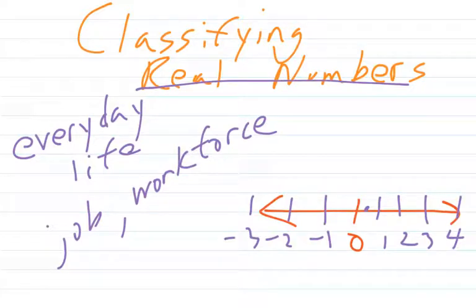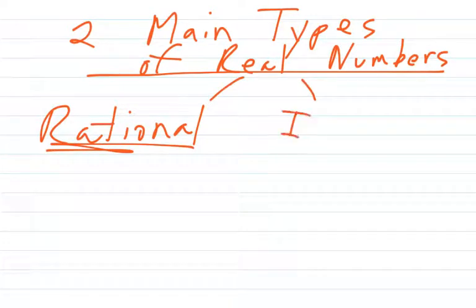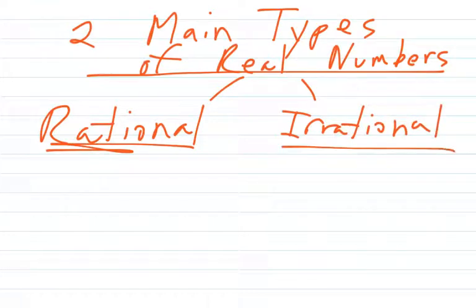So again, real numbers are numbers that we use in everyday life or in the job or in some type of workforce or scientific field or anything related to that. Or, physically speaking, they're numbers that can be physically put on a number line or represented by a number line. So we have two main types of real numbers. We have what's called rational numbers, and the other type of real number we have is an irrational number. Okay? So any real number can be classified as either rational or irrational.